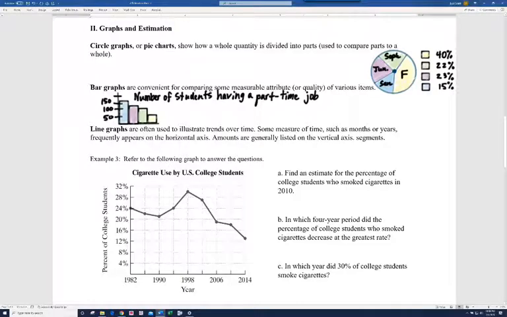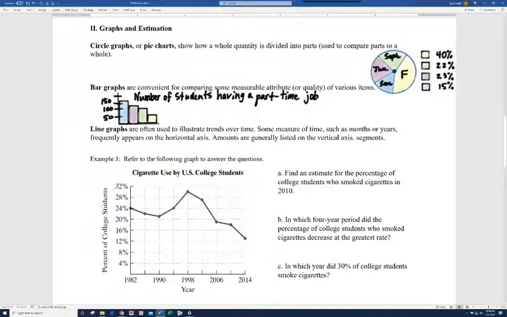By the way, bar graphs and line graphs, I think sometimes you could go either way with those. It really is kind of a personal preference. Although line graphs, as it says here, are often used to illustrate trends over time. Some measure of time, such as months or years, frequently appears on the horizontal axis. Amounts are generally listed on the vertical axis. In fact, the problem we're about to do is an example of a line graph.